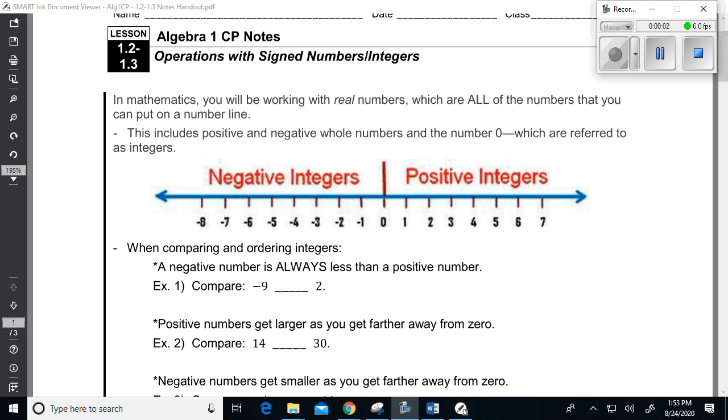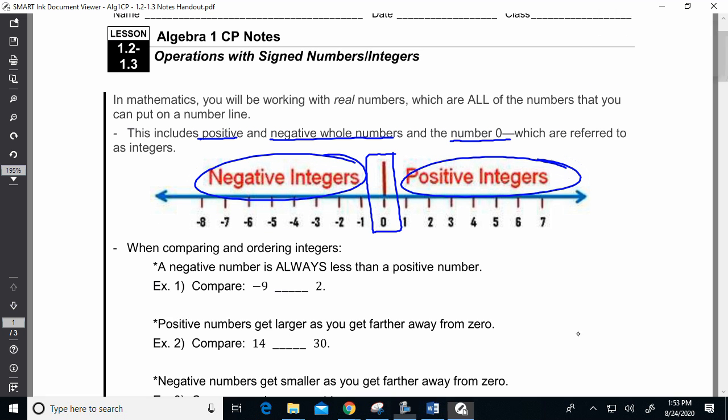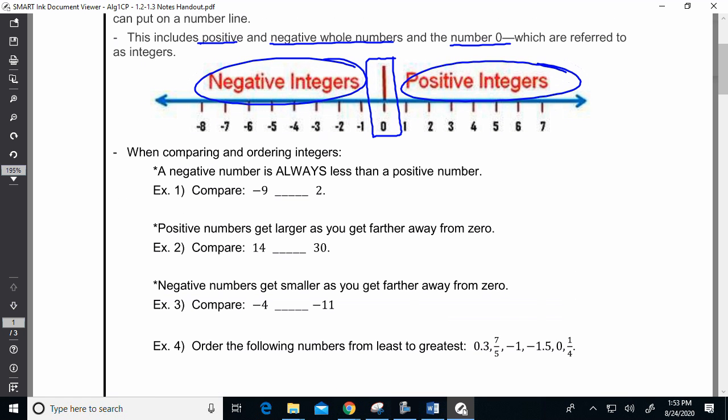So when we look at integers, we're looking at positive and negative whole numbers and the number 0. All the positive numbers, all the negative numbers, and 0. So the first thing we can do right off the bat is comparing numbers and putting numbers in order.